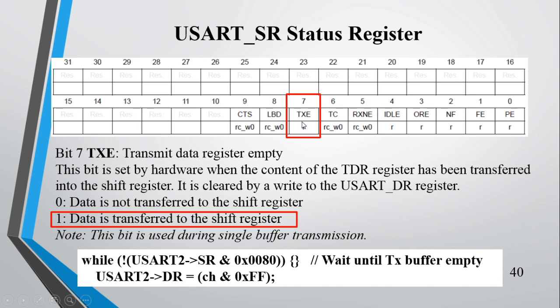And when the TXE bit is 1, this statement will be skipped. That means this condition will be false, and whatever data you need to send, here CH is represented by the received character. That received character will be ANDed with 0xFF in order to avoid bits beyond 8 bits, because only 8 bits you can transmit through UART. So this value you are sending to the data register. Before sending the character to the data register, you need to wait until TXE is 1. If TXE is 0, you need to wait there. If TXE is 1, you can send the data to the data register.